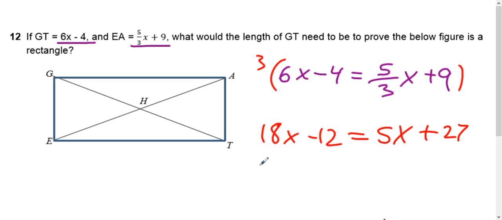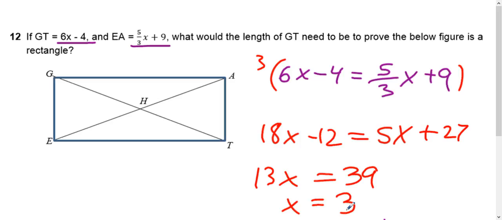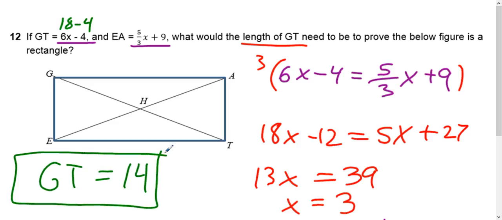So subtract the 5x over, you get 13x. Add the 12 over, you get 39. Divide, you get x equals 3. But it doesn't say what's the value of x, it says what's the length of GT. So here's GT. Plug in the 3. 3 times 6 is 18 minus 4. So GT is 14. Since they were congruent, you could have plugged it into either equation, whichever one you like better. Solved it out.